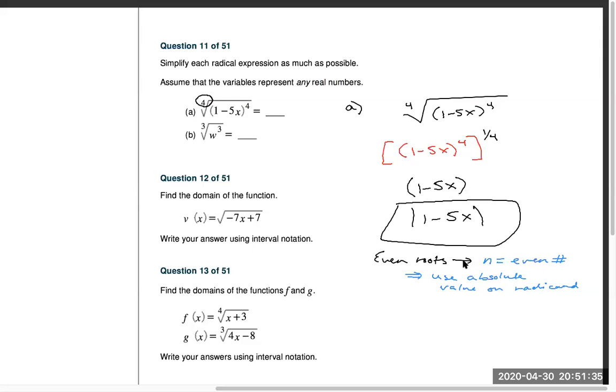Okay. With an odd root, you will get whatever you come out with. And the reason is because even roots or odd roots can be either positive or negative when they come out. So let me just go ahead and go through part B first. We have a cube root of w to the third. That's going to be w to the third to the 1/3 power. And that comes out to be w.